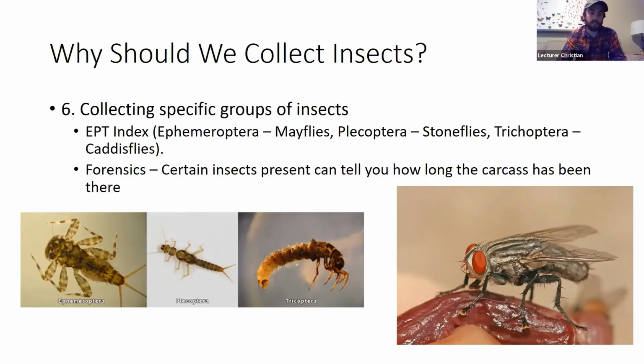So if you see a lot of these insects in a stream in your neighborhood, you can probably tell that the water is pretty clean. We also collect certain types of insects in forensic entomology, especially flies. Basically, if there is a certain fly and its larva is present, from that you can tell how long a body has been there. Pretty morbid, but it's very important for forensic entomologists.